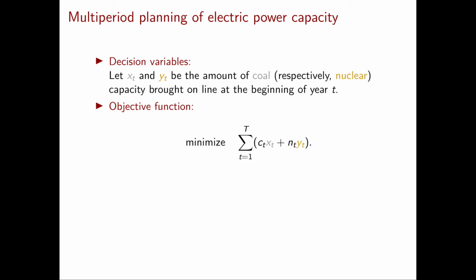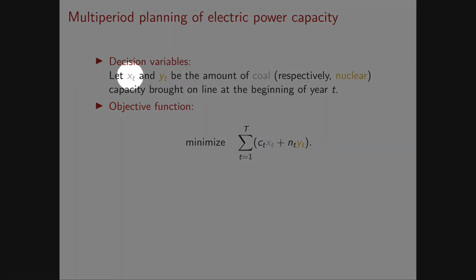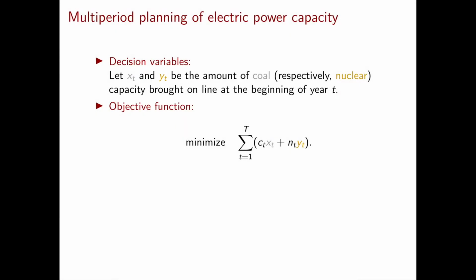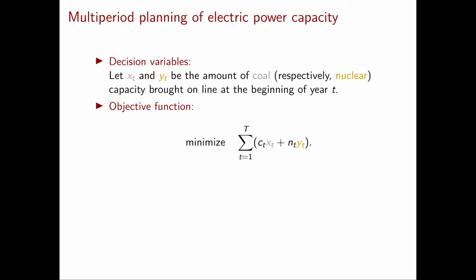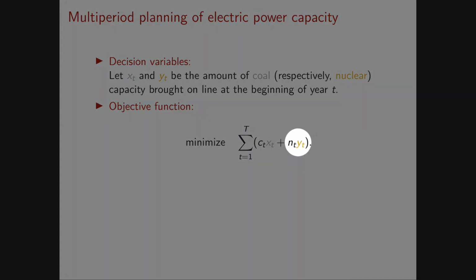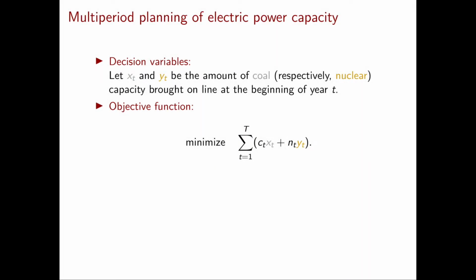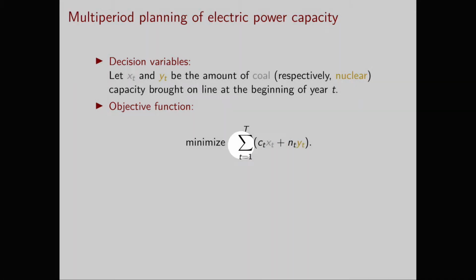Also in this problem, we're going to use the most natural ones. We have to decide every year the amount of coal and nuclear capacity to bring online in such a year, and this will be denoted by xt for the coal and yt for nuclear. At this point, we can easily write down the objective function. So remember, we want to minimize the total cost. Now, what is the cost in year t? Well, we need to pay ct times xt to bring online all the coal capacity and nt yt to bring online all the nuclear capacity. And of course, we need to sum over all t's.